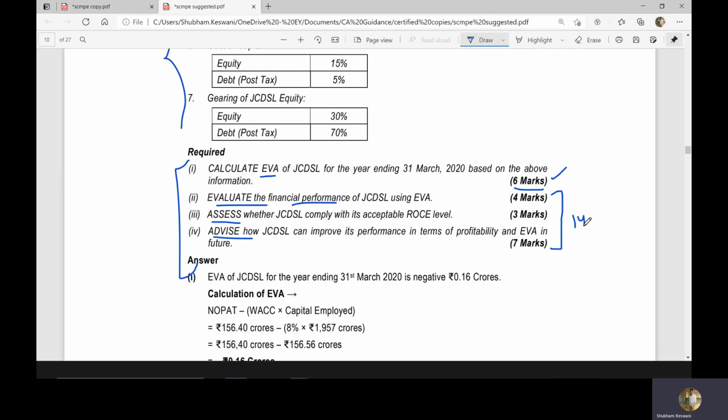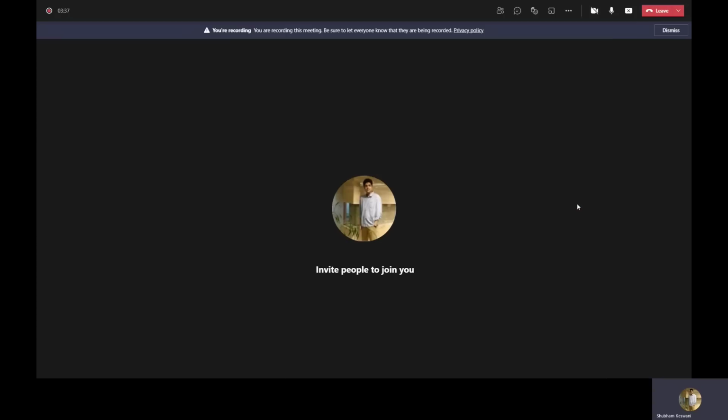So this is the beauty of this costing paper. Now the approach is shifting from a practical numerical based paper to a more conceptual analytical based paper. So I started with this question and let's see how I was able to fetch good marks.